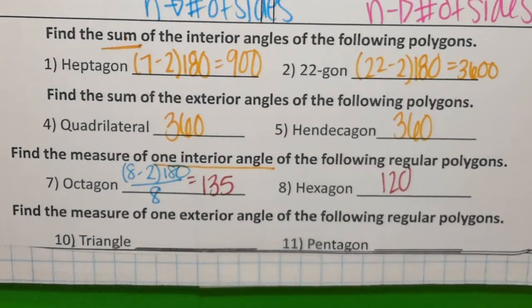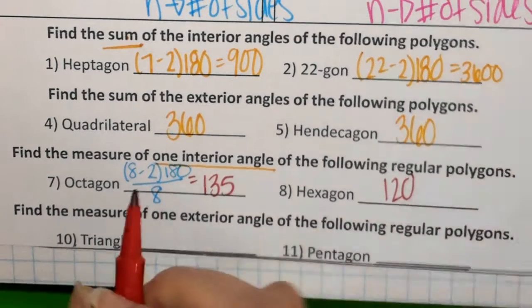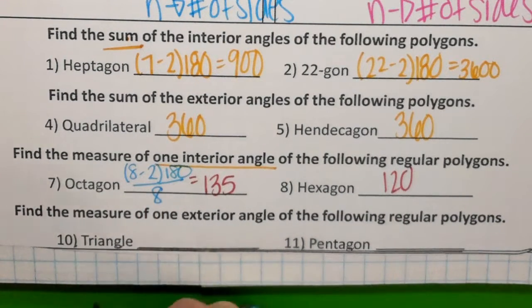Okay, darling, for which one? There's 2 problems, for number 7 or for number 8. For which one? Okay, 8 minus 2 is what? 6. Okay, what's 6 times 180?